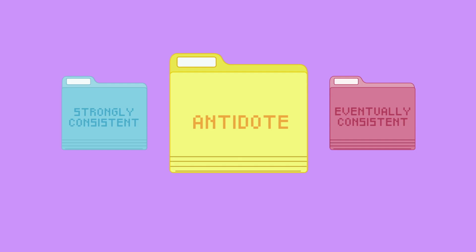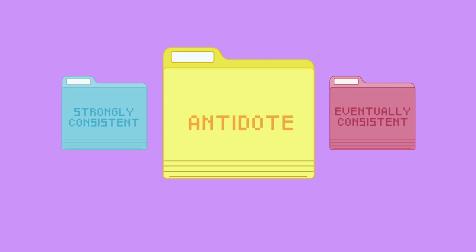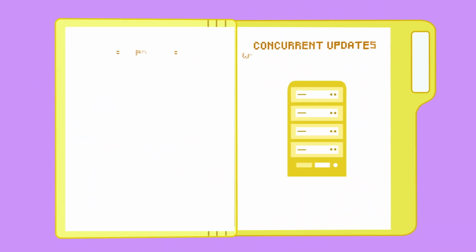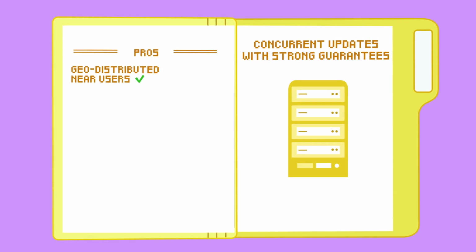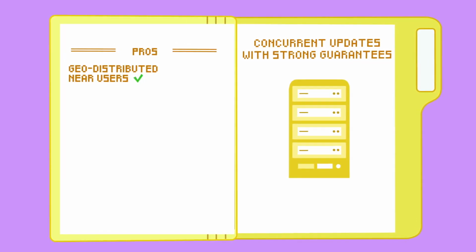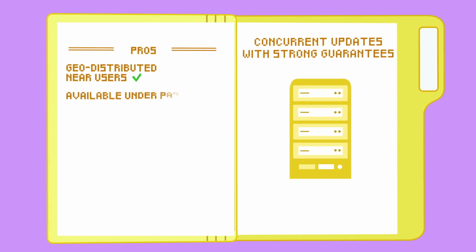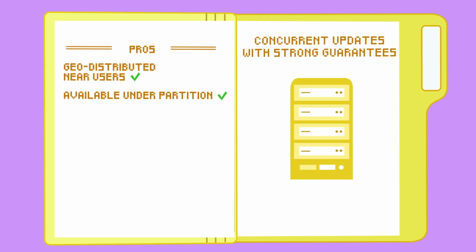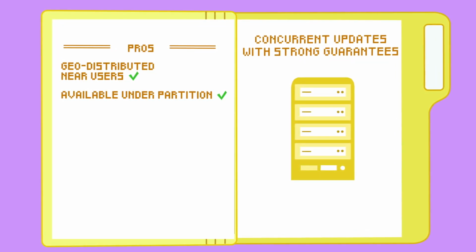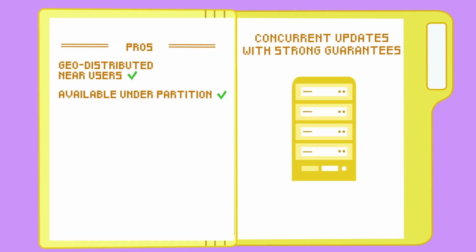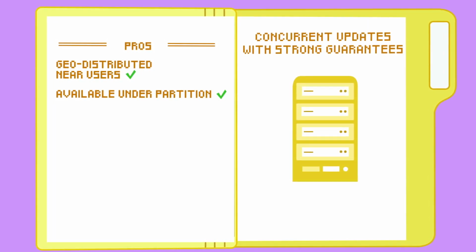Antidote constitutes a sweet spot between these two approaches. Antidote accepts parallel updates and is geo-distributed near users. Therefore, Antidote is available under partition, efficient and responsive. At the same time, Antidote avoids anomalies thanks to the following features.